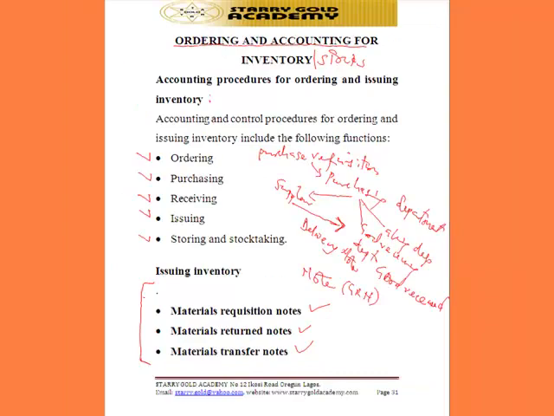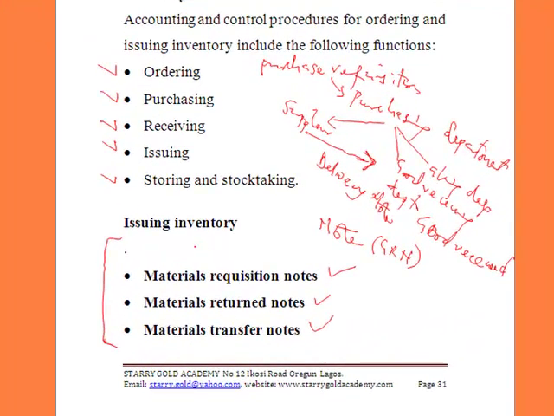The next thing to know, after we've understood the control procedures involved in the issuance of inventory, is the accounting for inventory: how inventory is accounted for in the books of the company. We're going to look at a simple inventory account.